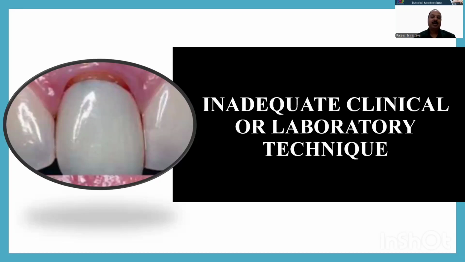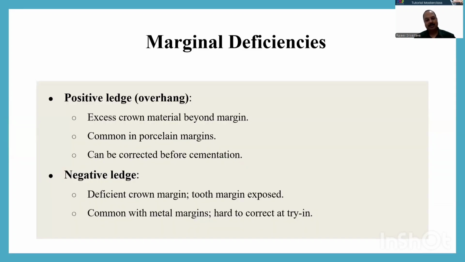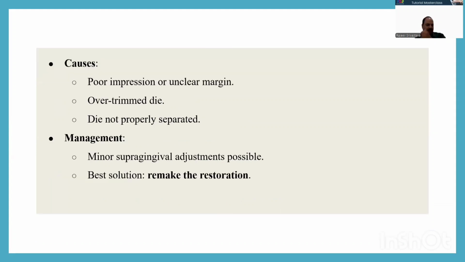Then inadequate clinical or laboratory technique. Okay, this is marginal deficiency. That is excessive crown material beyond the margin, or you should have a definite crown margin, with the tooth margin exposed. All these things, positive ledge, negative ledge. Positive ledge is overhanging, negative ledge is a definite deficient crown margin. It has to be avoided to prevent the failures.